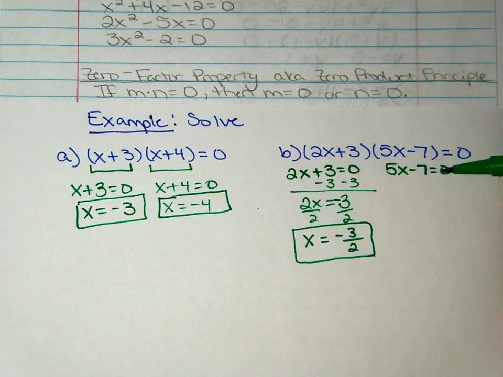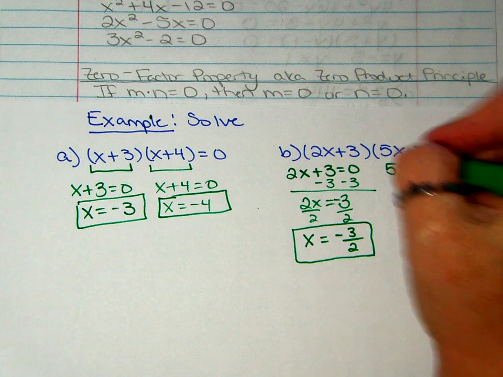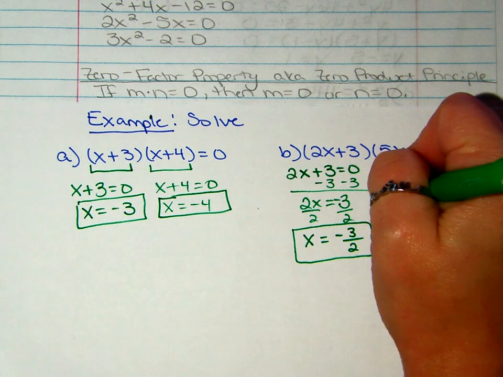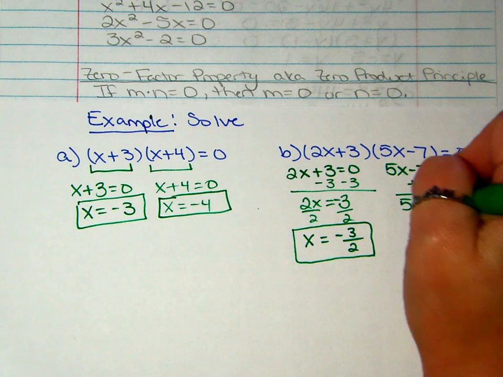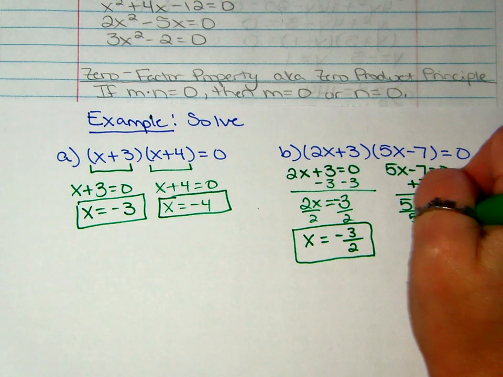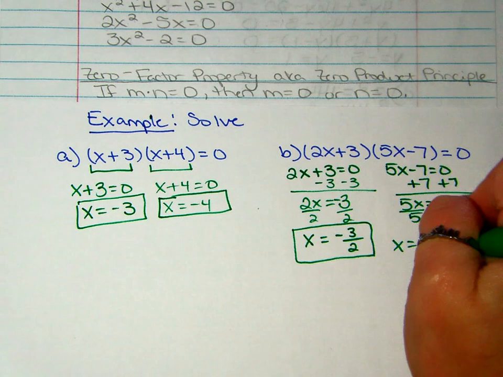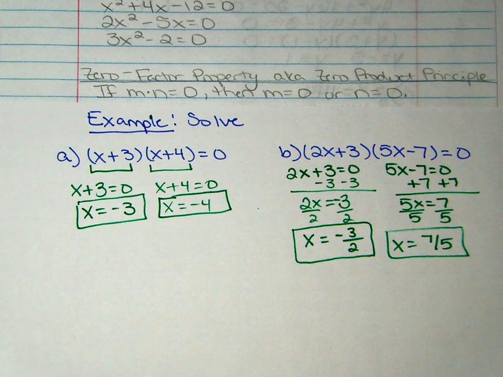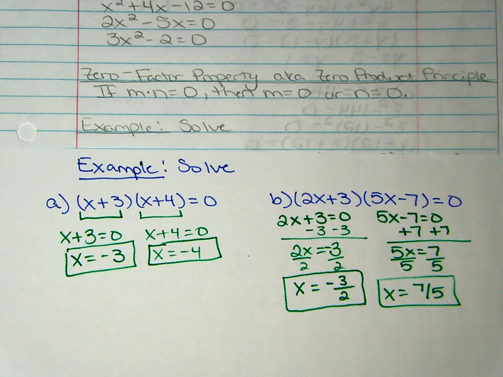Now we do a very similar process for the 5x minus 7. We add the 7. We get 5x equals 7, divide by 5, and we get x equals 7/5. Are there any questions on how we're using the zero product principle to solve for these? Okay.